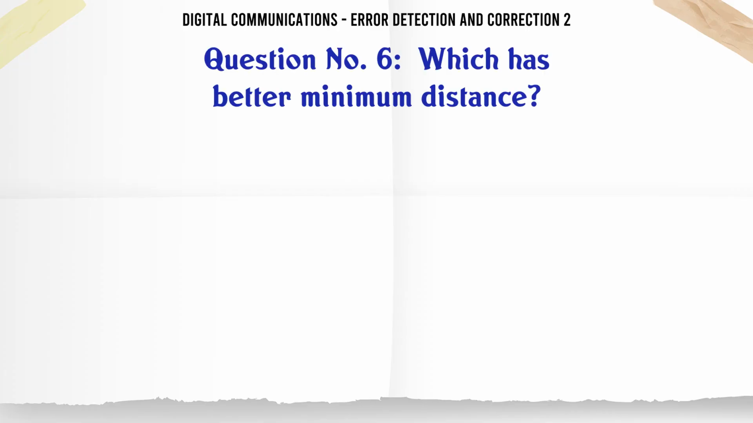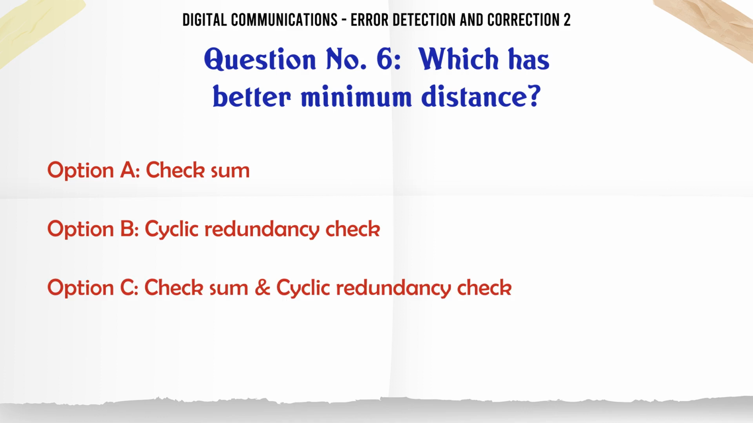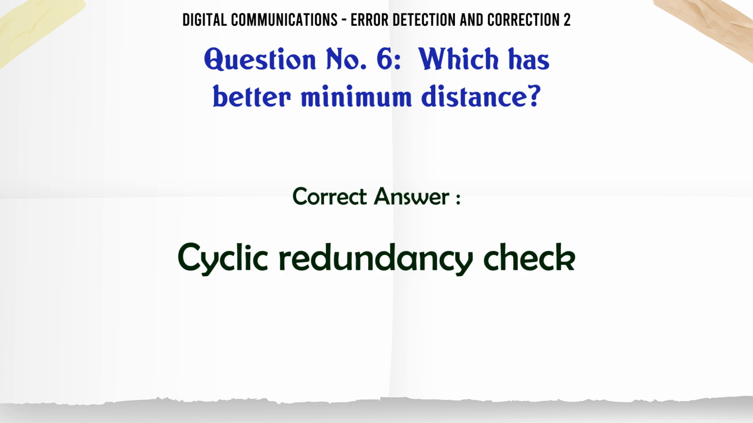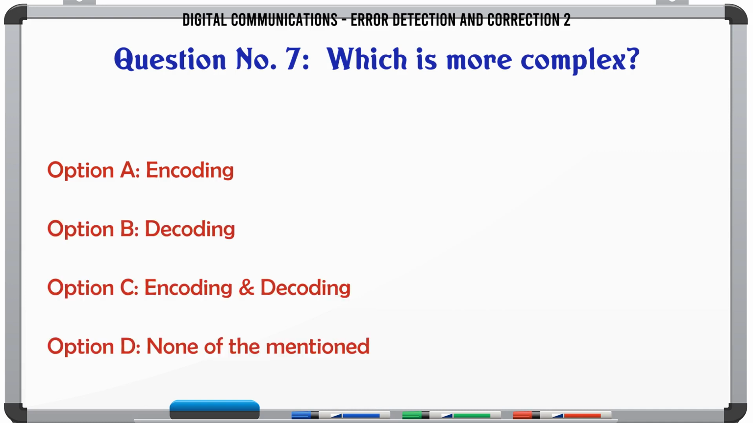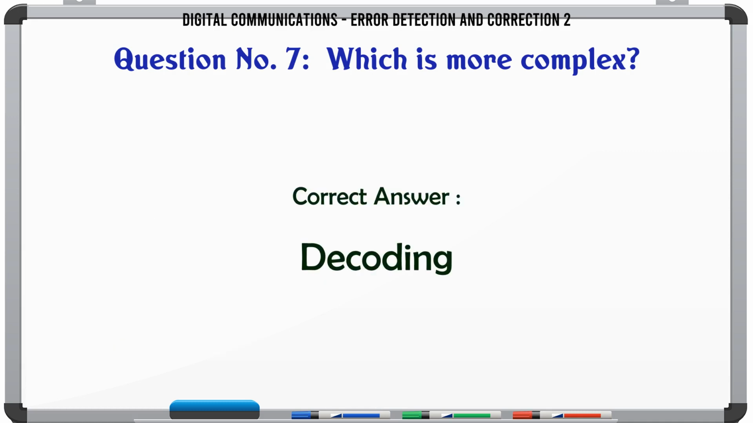Which has better minimum distance? A. Checksum. B. Cyclic redundancy check. C. Checksum cyclic redundancy check. D. None of the mentioned. The correct answer is cyclic redundancy check. Which is more complex? A. Encoding. B. Decoding. C. Encoding decoding. D. None of the mentioned. The correct answer is decoding.